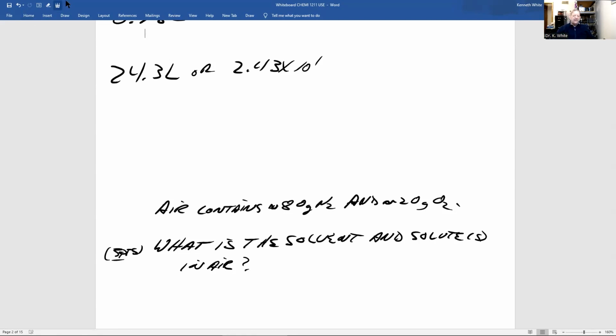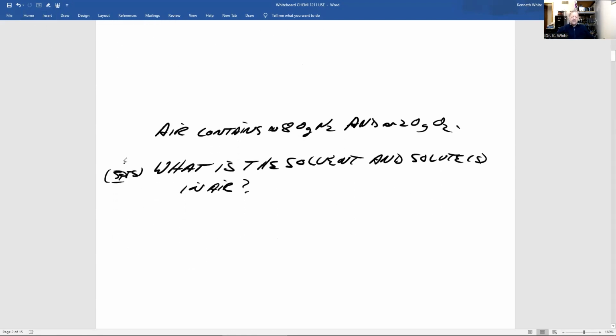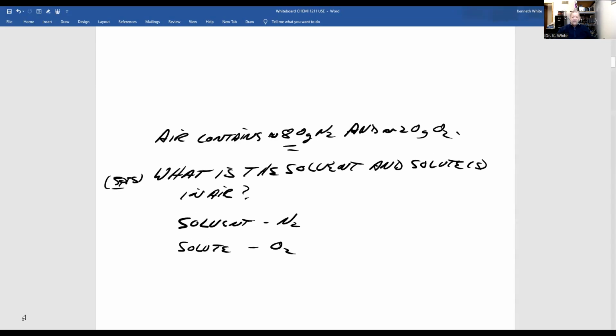The question is, air contains 80 grams of nitrogen and about 20 grams of oxygen. What is the solvent? What is the solute? Or if there are more than two components, solutes in air. Well, in this case, the solvent is the component present in the greatest amount. Nitrogen, 80 is greater than 20. Oxygen is the solute. And that's how you do it. Look for the videos that I mentioned to see other examples.